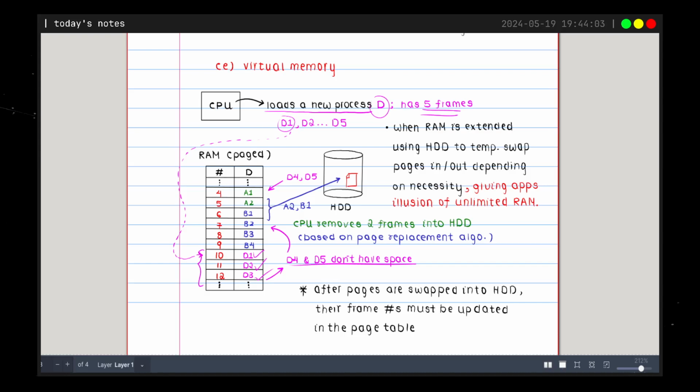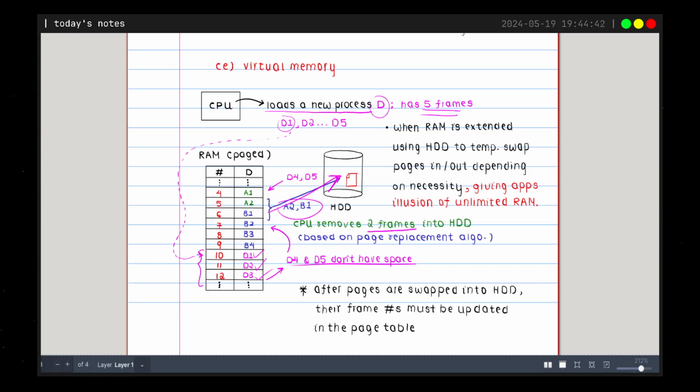So what does the CPU do? The CPU removes 2 frames from the RAM. How it makes this choice, we will learn about under page replacement. Essentially, the least frequently used pages are going to be swapped out of the RAM into the hard disk drive because they are less important. The user wants to run this process D now, so that's more important. So whatever least frequently used pages, let's imagine that's A2 and B1, are swapped out into the hard disk drive from the RAM, and D4 and D5 are put into the RAM to make space for it.